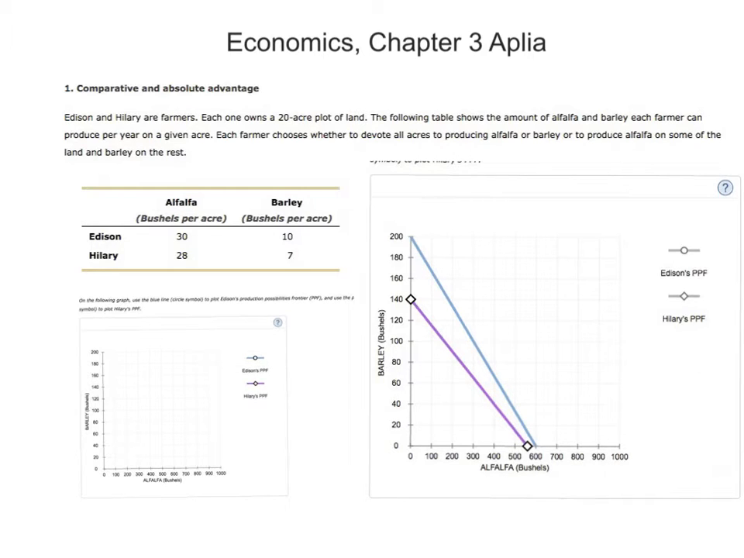The first thing we do here is draw the production possibility frontiers for both farmers. Edison's PPF, his production possibility frontier, is the first line, the blue line. I got that by saying Edison has 20 acres. He can produce 30 bushels per acre of alfalfa, so 20 times 30 gets us 600 bushels of alfalfa. 10 times 20 gets us 200 bushels of barley. Same thing for Hillary, do the math down here. 20 acres times 7 bushels per acre gets you 140. I can't remember what this number is down there, but it's something close to that.